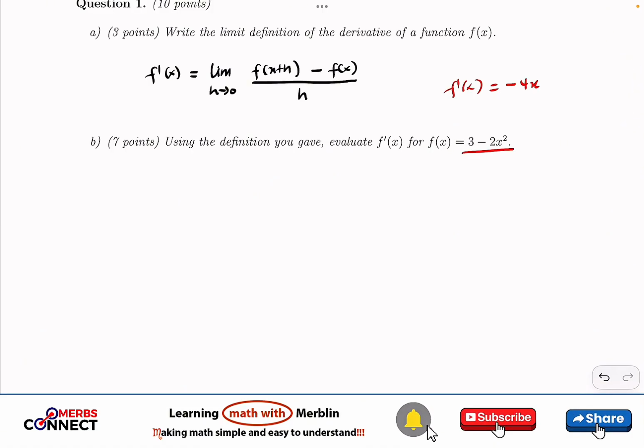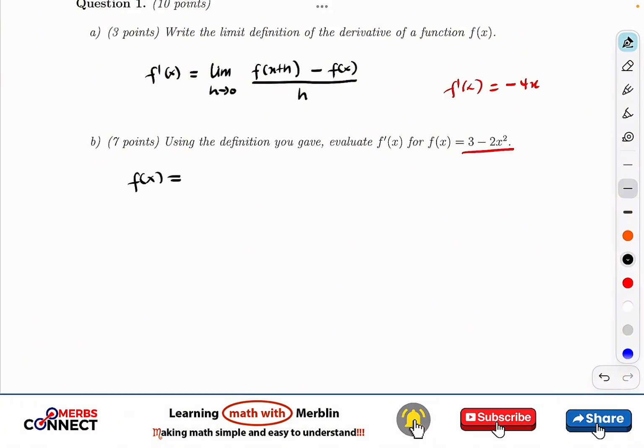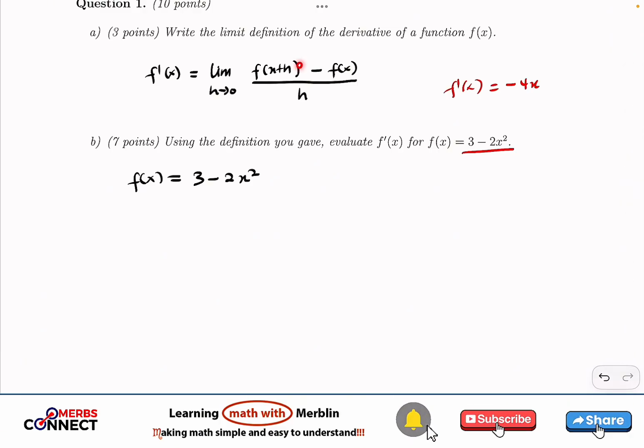Since we have the definition here, what do we need? We need f of x, which is already given. So let's write it down. f of x is equal to 3 minus 2x squared. What do we need again? We need f of x plus h.